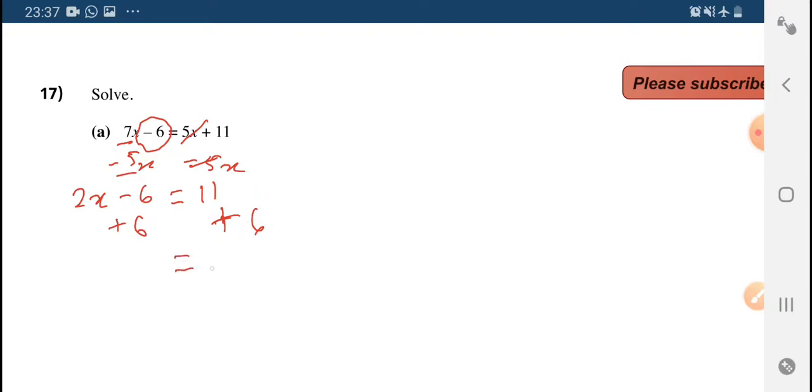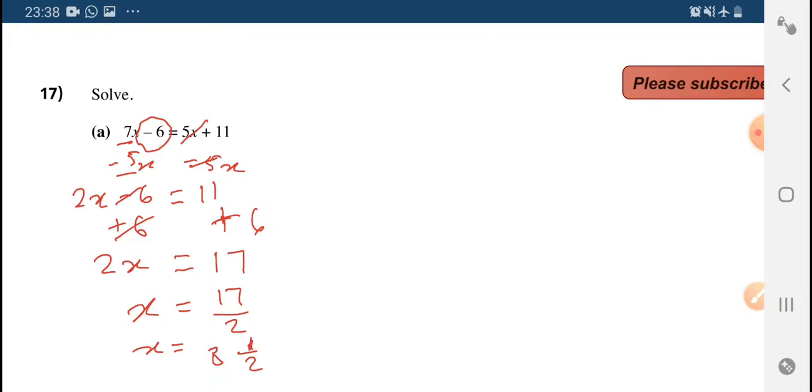So what's 11 add 6? That's 17. The take away 6 and the add 6 cancel out, leaving us with just 2x. So 2x is equal to 17, which we can just write as x is equal to 17 over 2. To write that as a mixed number, how many times does 2 go into 17? Well, 2 times 8 is 16 and 1 left over. So the answer is 8 and a half.